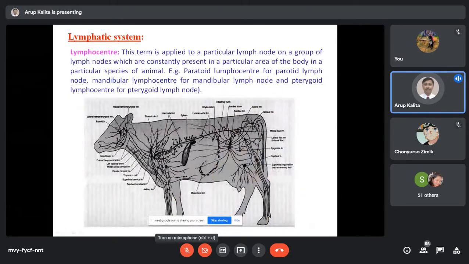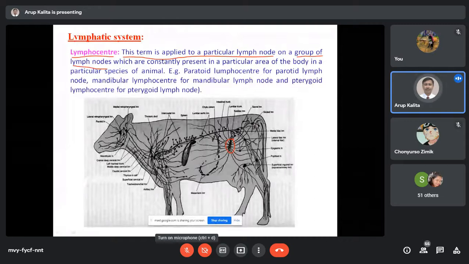Now, lymphocenter. I already told you about it in the thoracic cavity, even though I am showing it here. This term is applied to a particular lymph node or a group of lymph nodes. So here you see, this is a particular lymph node, this is a particular lymph node, and this is a group of lymph nodes. For example, here, this is a group of lymph nodes.